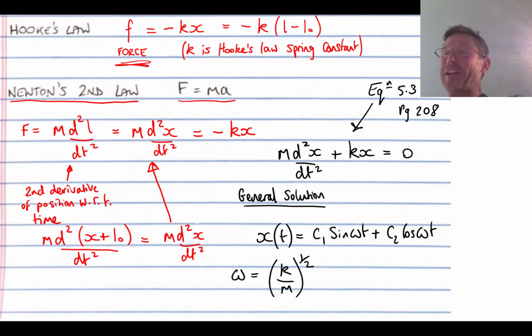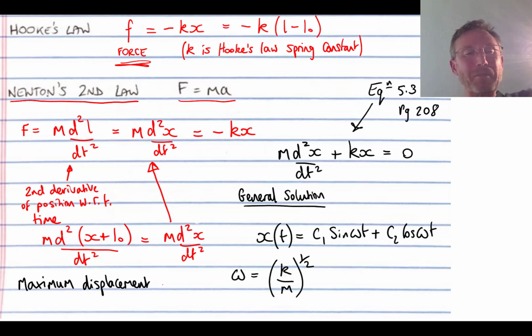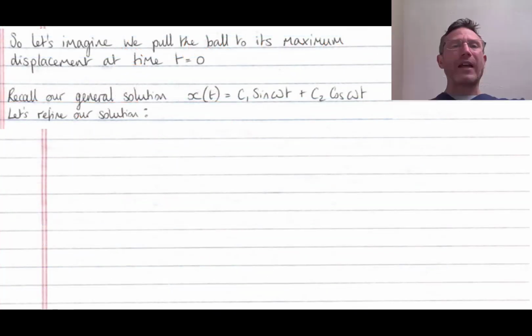To continue with our treatment, we're going to imagine stretching this ball on a spring to its maximum displacement, and that maximum displacement will be A. That's our amplitude, our maximum displacement. Now imagine a situation where we pull the ball to its maximum displacement at time t equals 0.